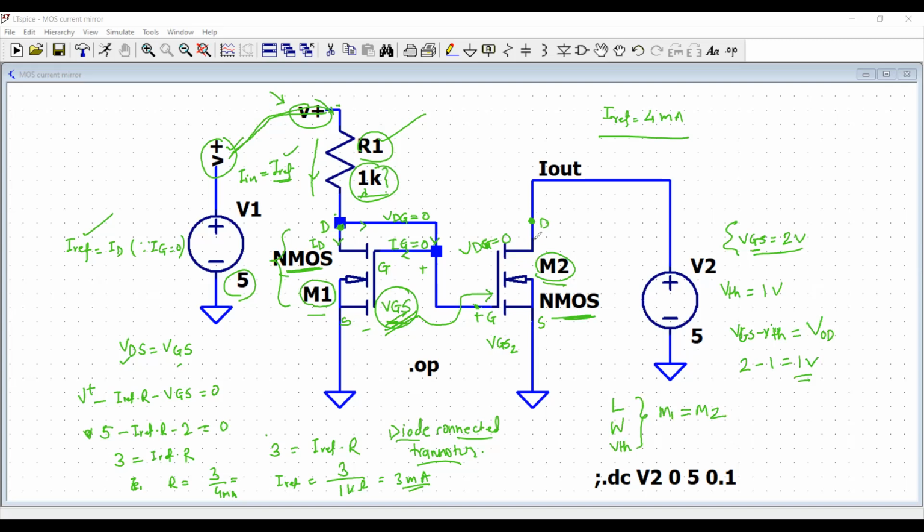So if that is the condition, for both M1 and M2 your drain pins are at the same potential, source pins are at the ground, and the gate voltage is also the same, then I would say I reference gets copied into the drain current pin of MOSFET number 2. Therefore, my I out will be written as I reference. And I would say I out divided by I reference is equal to 1. This is how I can design a MOSFET-based current mirror.